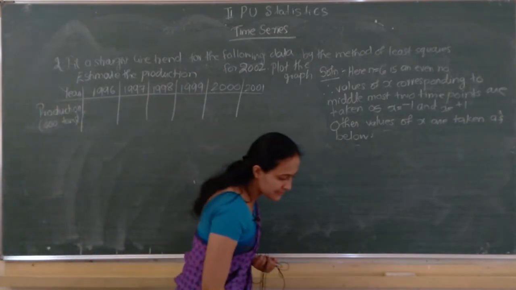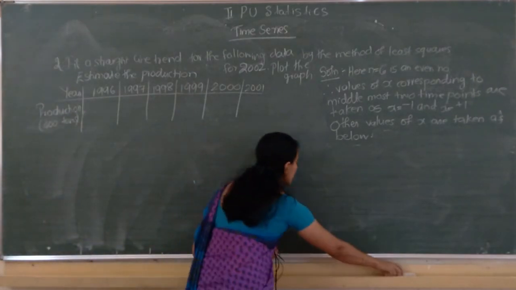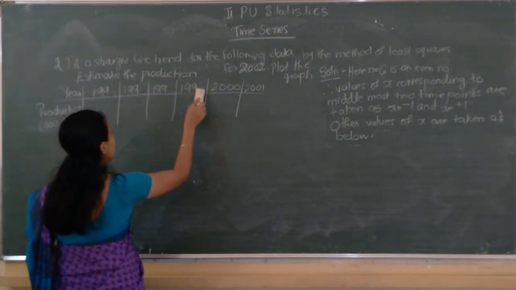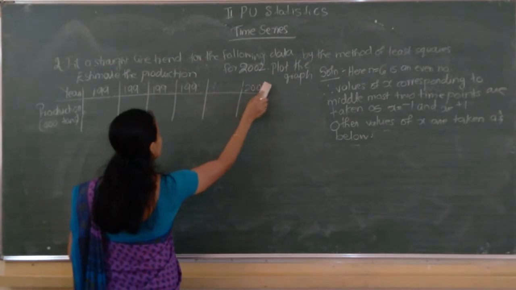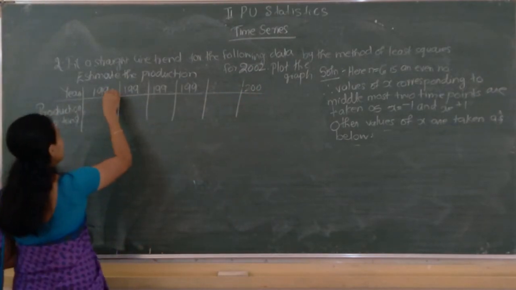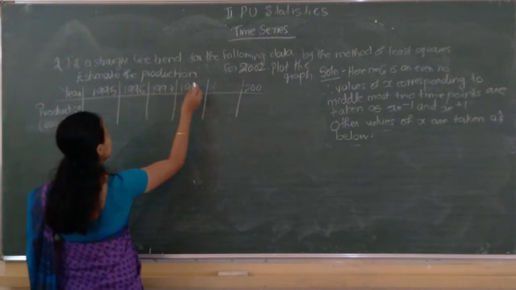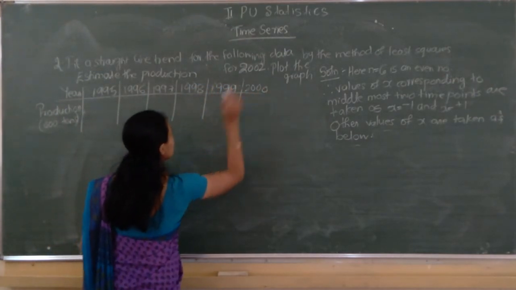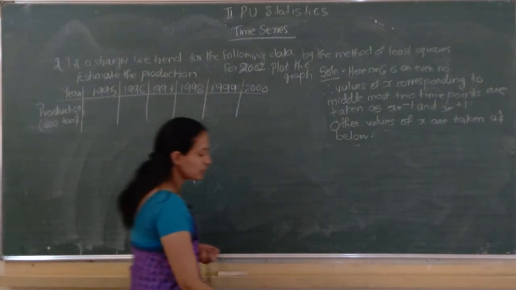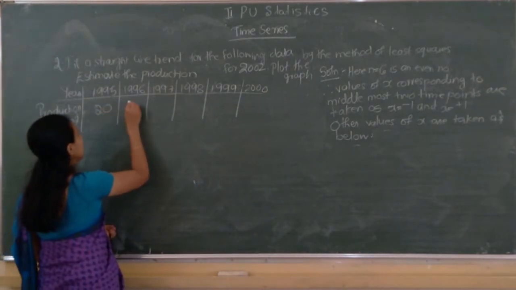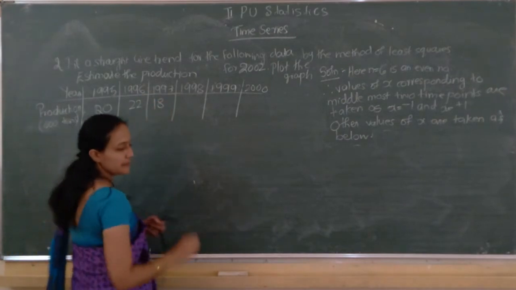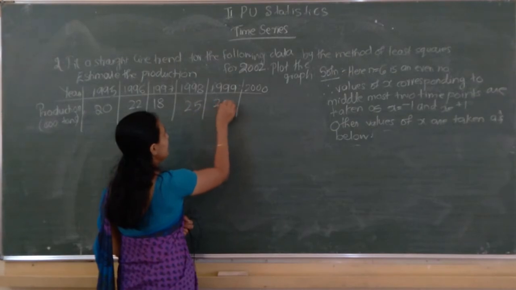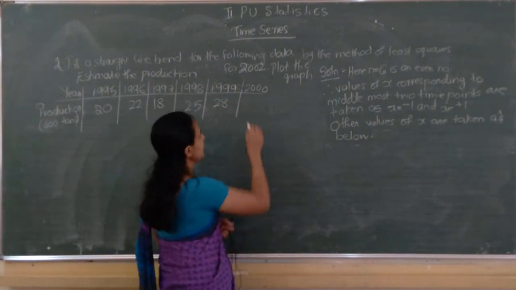Sorry, here it starts from 1995 onwards. 1995, 96, 97, 98, 99, 2000. The production values are 20, 22, 18, 25, 28, 25.